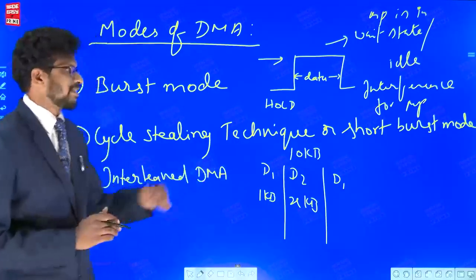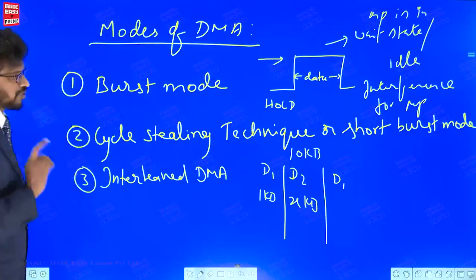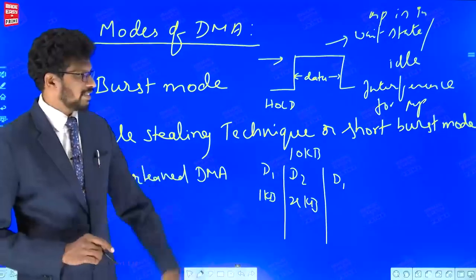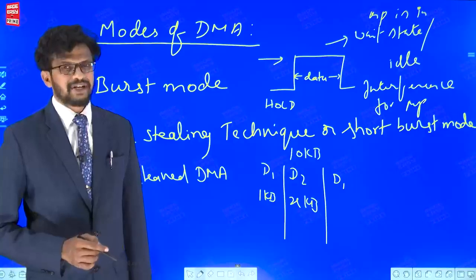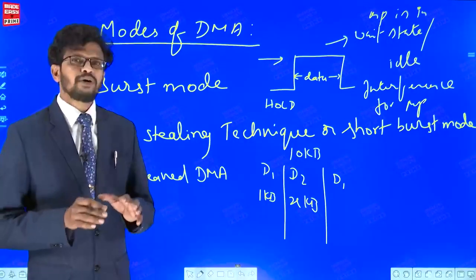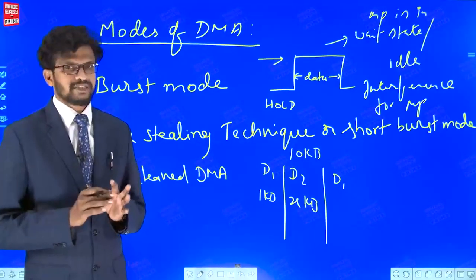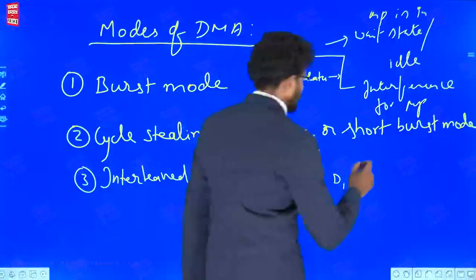That is the cycle stealing technique. And the third case, now observe carefully. In the first case, interference is more. In the second case, interference is less or more? Less. What is the meaning of interference? How long the processor is present in the wait state or idle state for the buses. So here, interference is less.